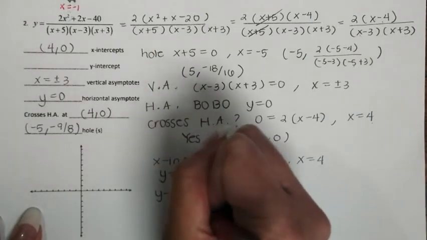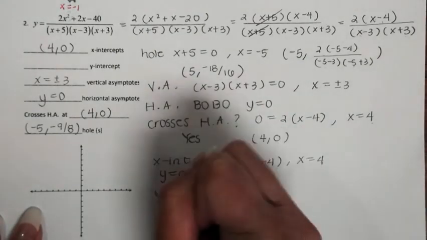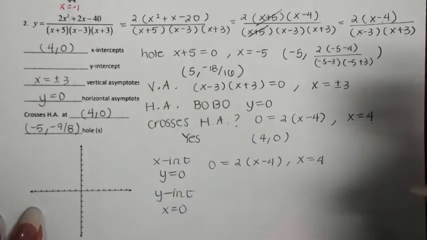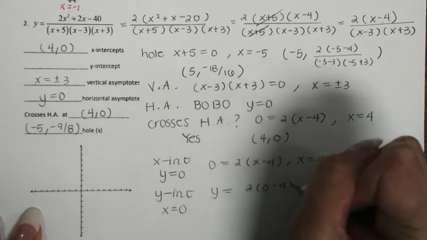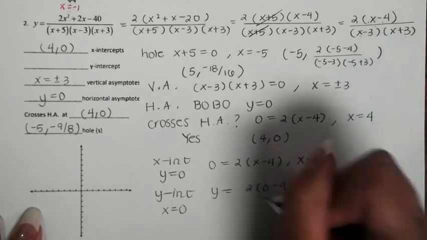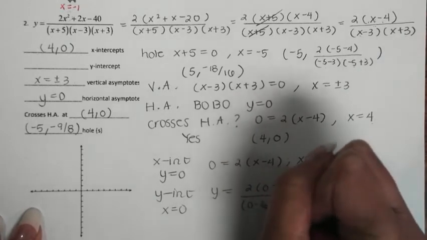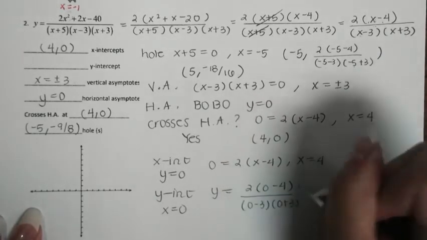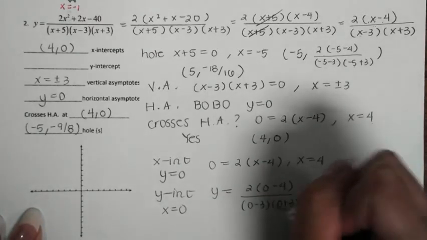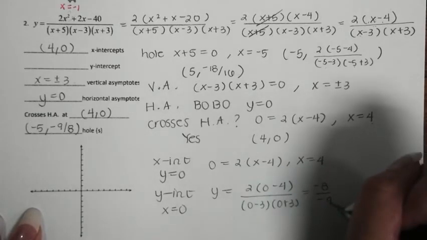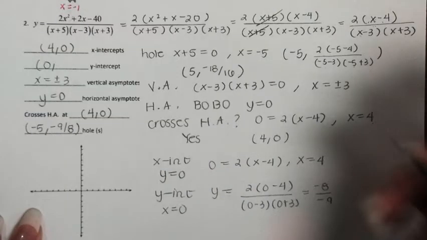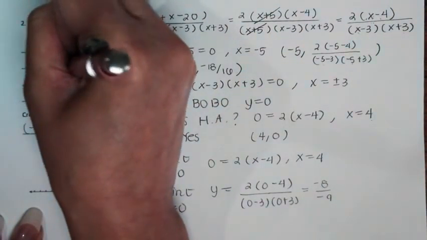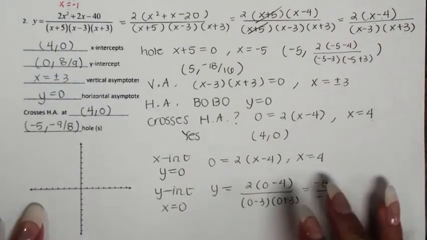Okay, so for the y-intercept, what we have here is we let our x be equal to 0. Okay, so after that we know that y is going to be equal to 2 times 0 minus 4, because I'm plugging the 0 here, divided by 0 minus 3 times 0 plus 3. So this is going to be negative 4 times 2 is going to be negative 8, divided by negative 3 times 3 is going to be negative 9. So we go ahead, and you know that your y-intercept is going to be at the beautiful point 0, 8 over 9. Okay, so we have all our information now.